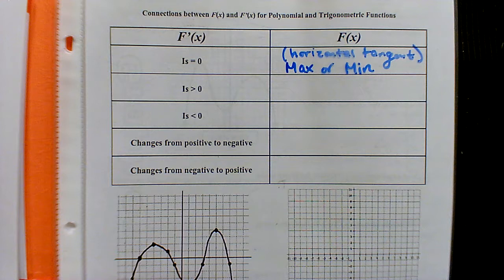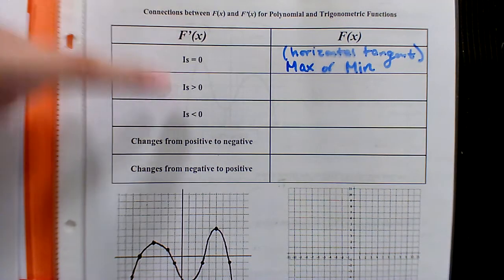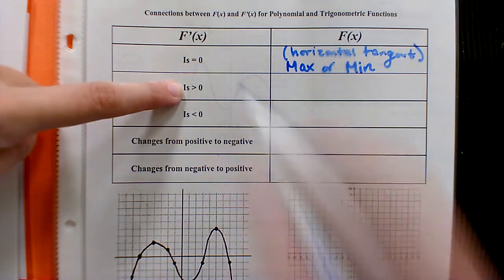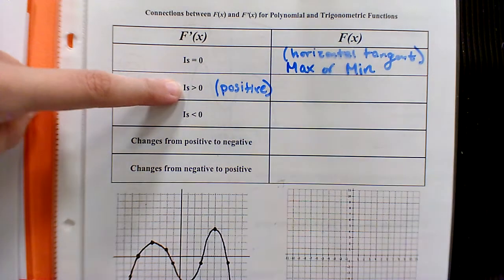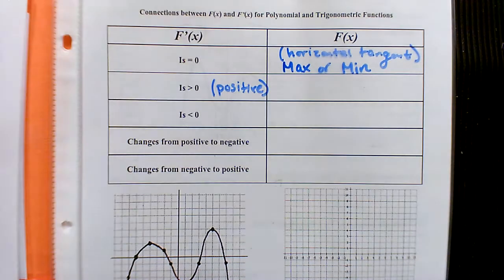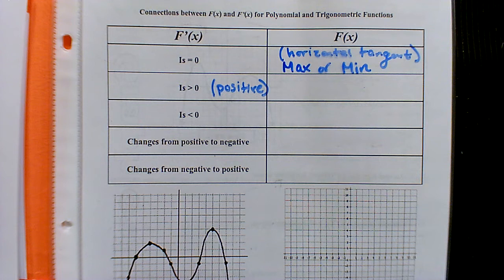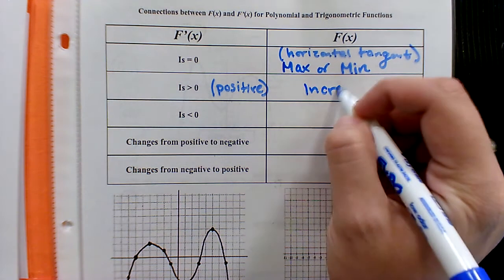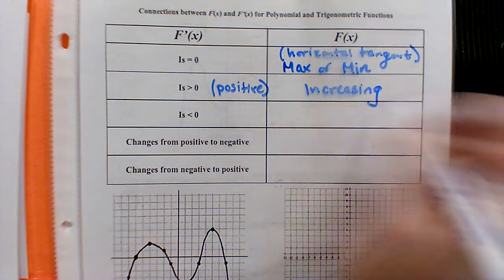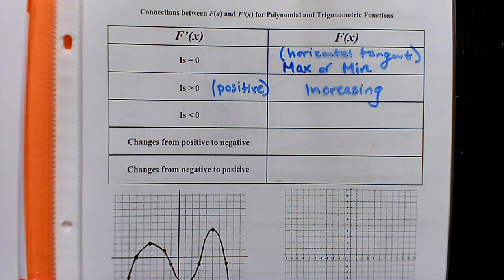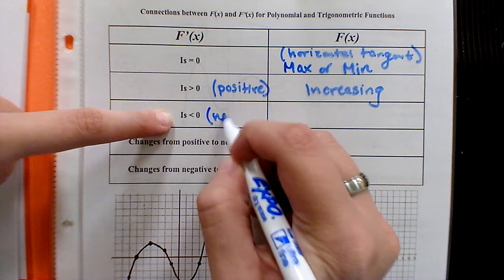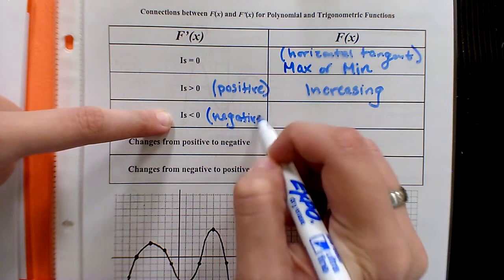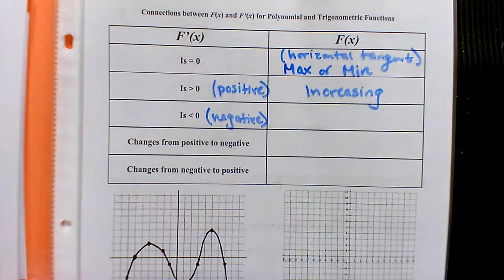Okay? If I told you your derivative, aka slope, is greater than 0, aka positive, what does that tell you about the original function? The original graph. It's increasing. You are increasing. What if I told you your derivative, aka slope, is less than 0, meaning negative? What's your original function doing?